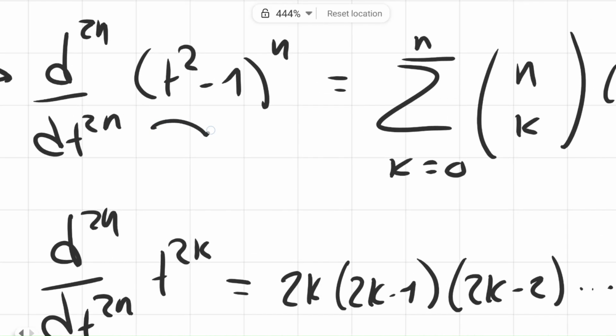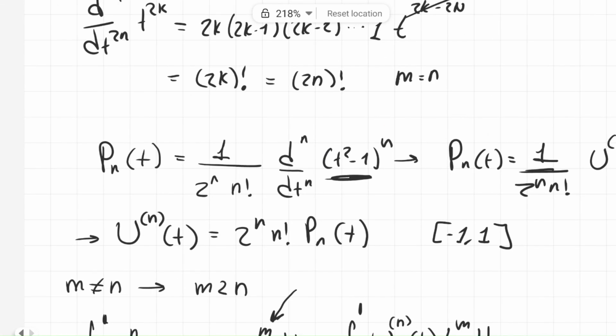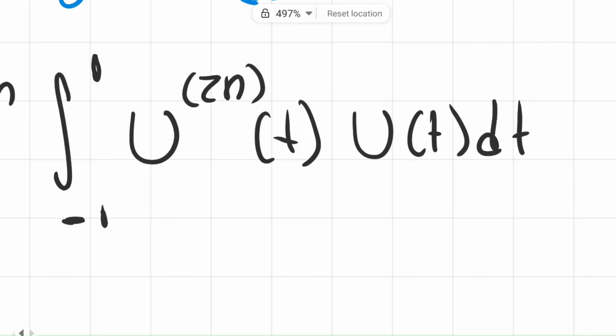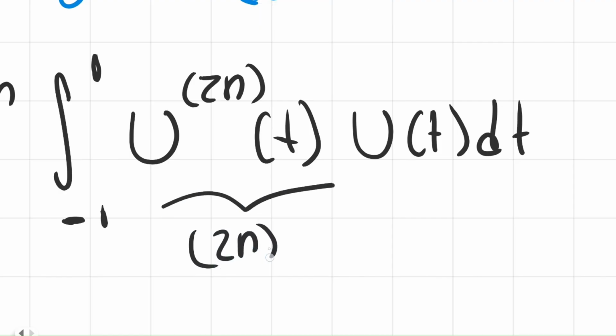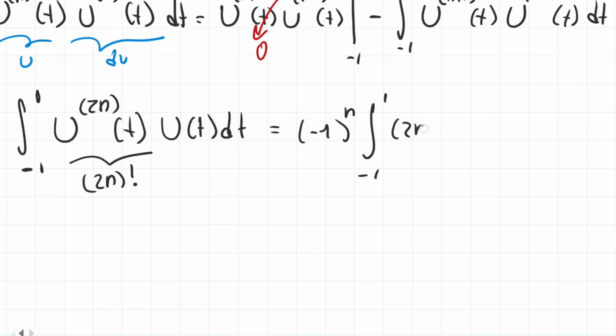So again, remember that this is u of t, okay? So that means that we can just take this 2n factorial and substitute it here. So this will be 2n factorial. Perfect. So this is equal to minus 1 to the n, the integral from minus 1 to 1 of 2n factorial u of t dt.